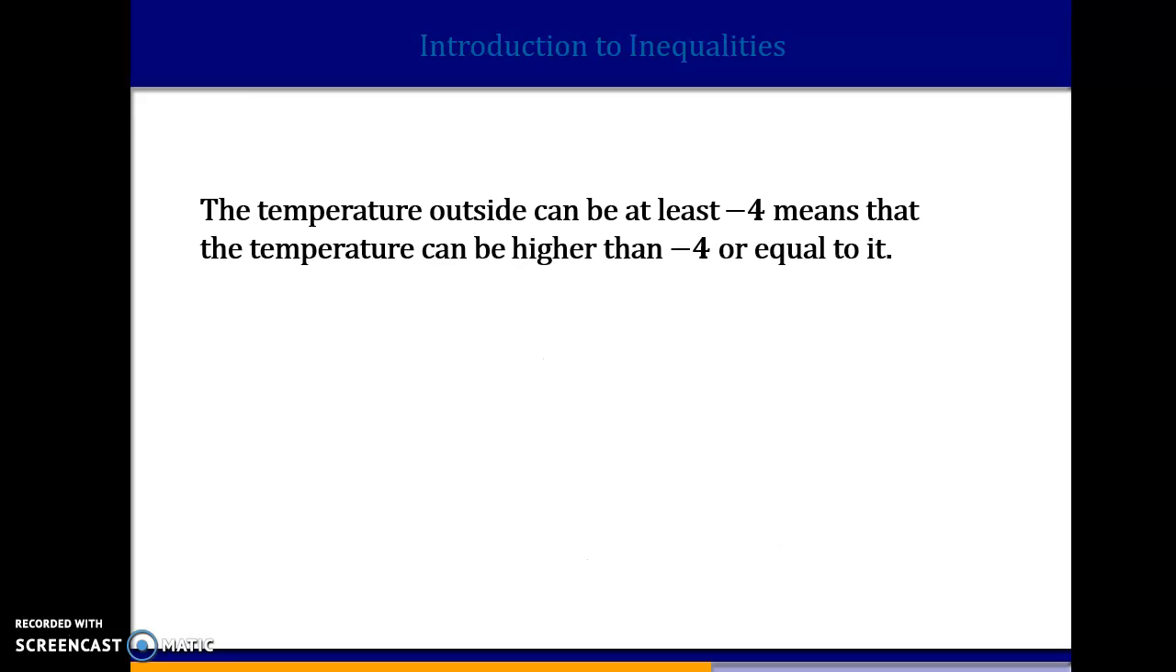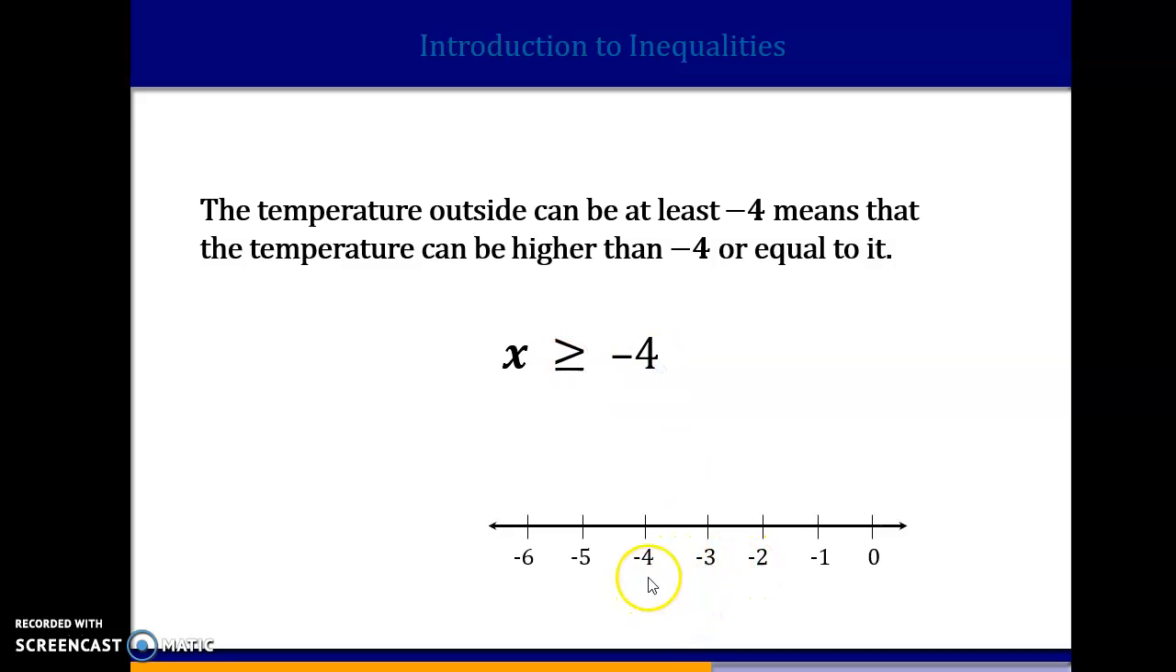And the last example, the temperature outside can be at least -4, which means that the temperature can be higher than -4 or equal to it. So you write the inequality, temperature is greater than or equal to -4. Graphing, again, I have a number line with -4 there, some numbers smaller, some numbers bigger. Put a closed dot because -4 is a possible temperature as well, and all numbers greater than -4 are solutions, so the arrow goes to the right.